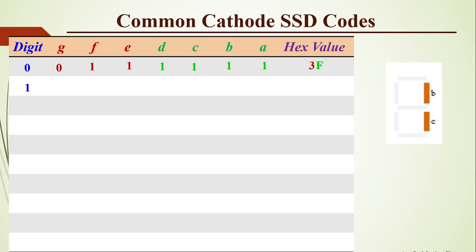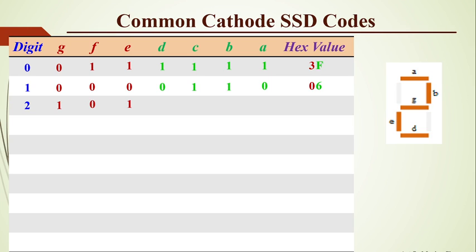Now to display digit 1, the 2 segments B and C will glow. That means B and C will be 1, and all other segments are 0. So we get the value 06H to display the digit 1 on the SSD. For 2, the segments F and C are off, and all other segments are equal to 1. That means they are glowing to represent the digit 2.